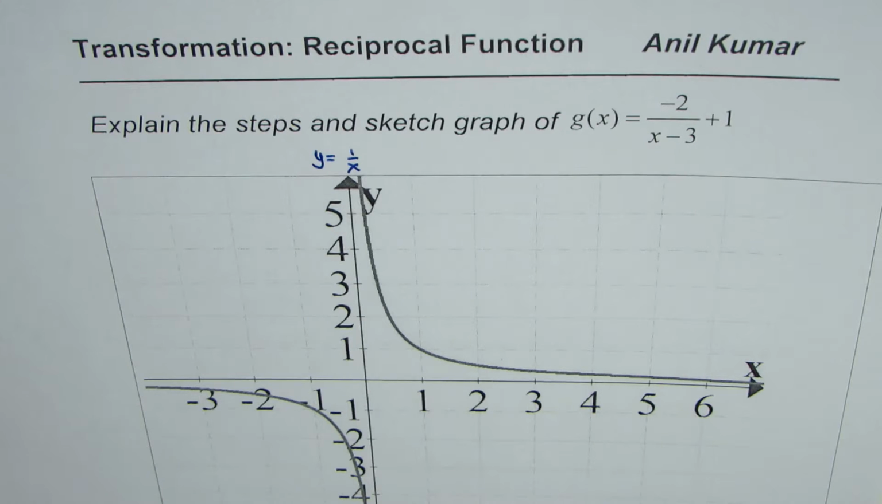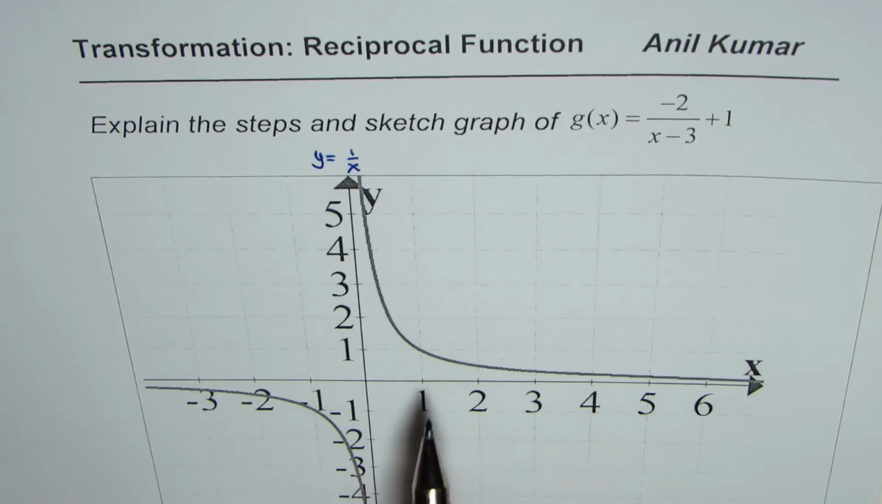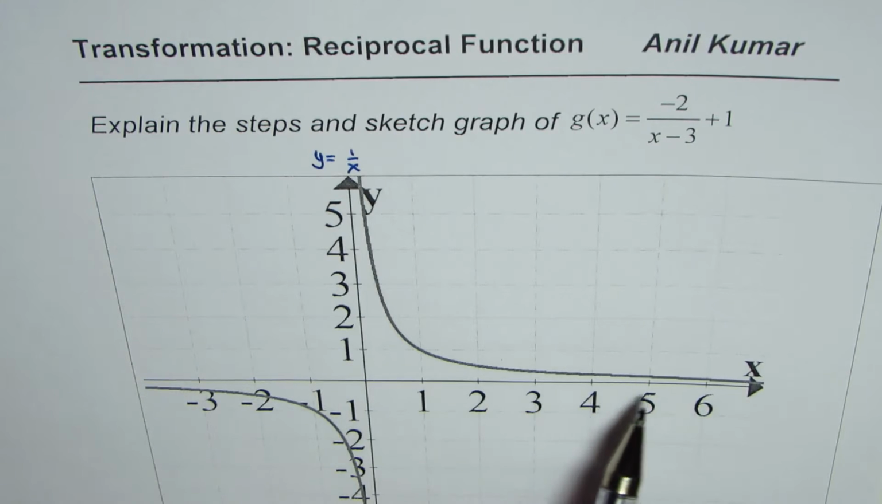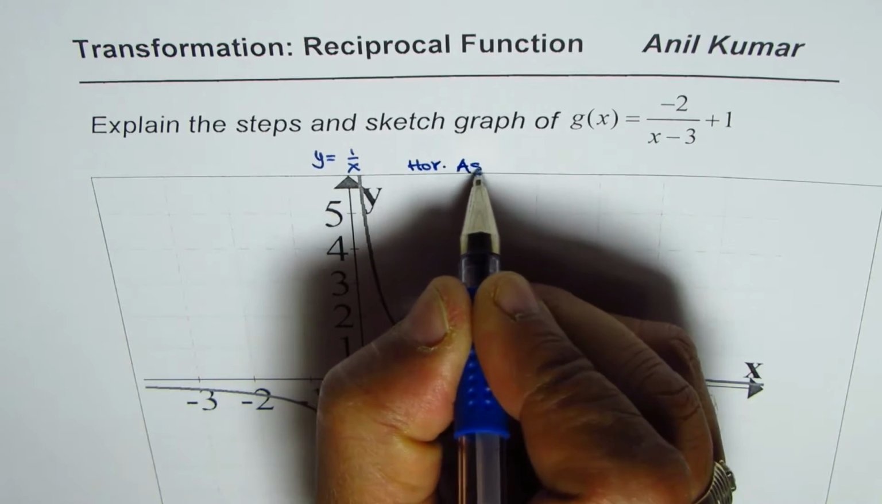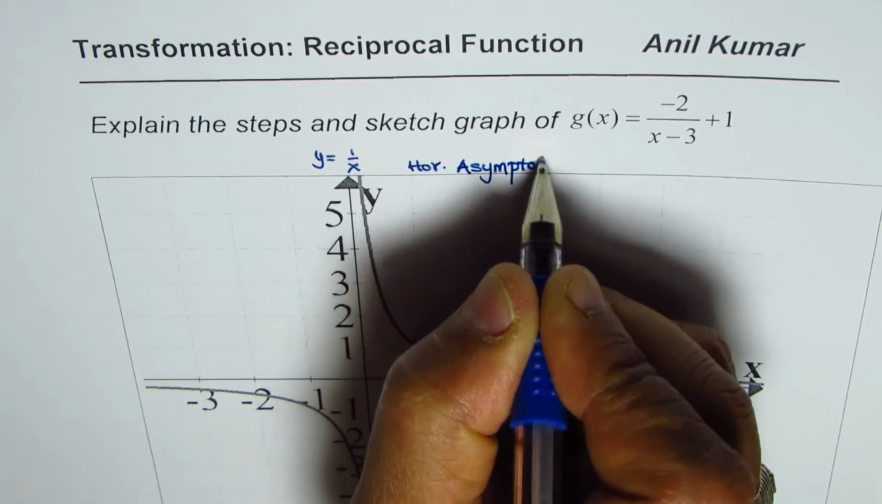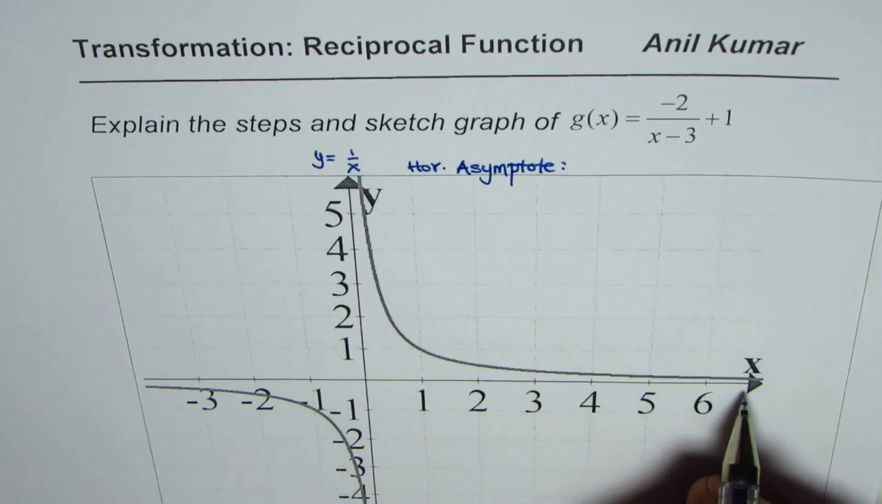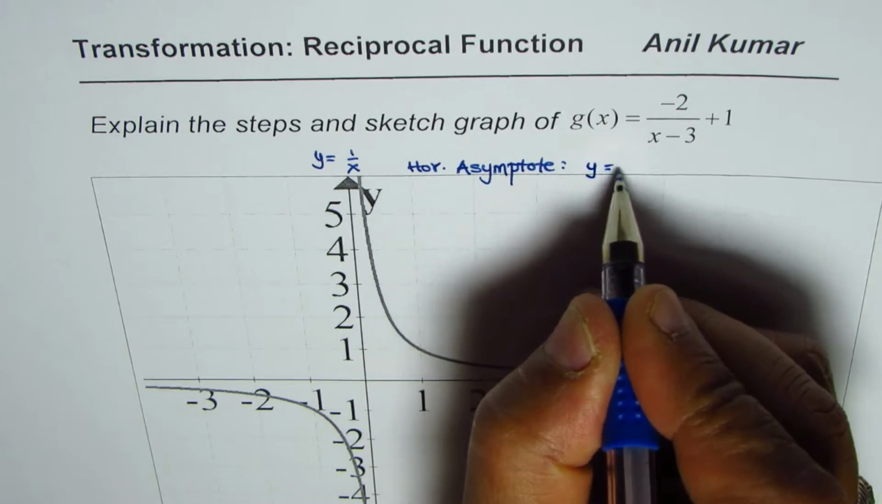You can copy the question, perform the transformations and sketch the graph of g of x. The steps involved here are to identify the key points and then apply the transformations. In a reciprocal function, the key points are the two asymptotes. They are very critical. One of them is the horizontal asymptote. The equation of the horizontal asymptote, the x-axis, is y equals 0.